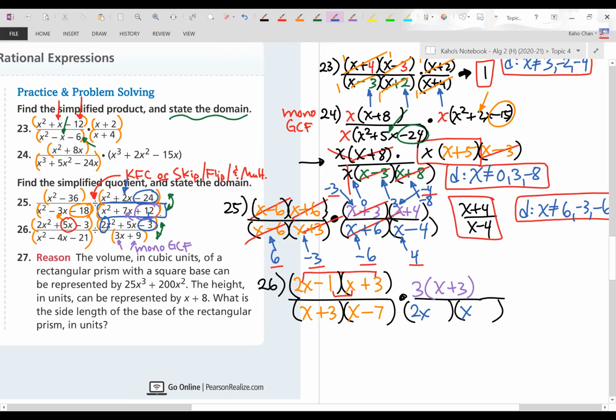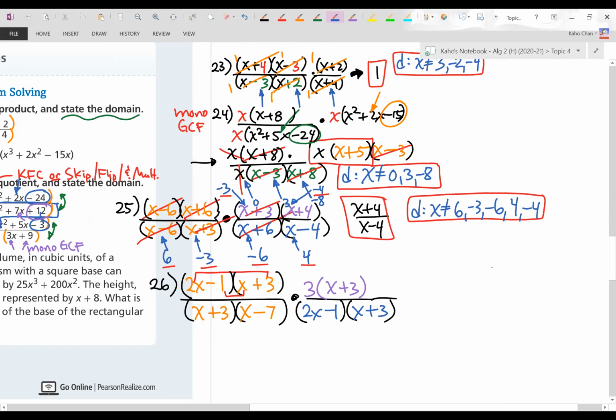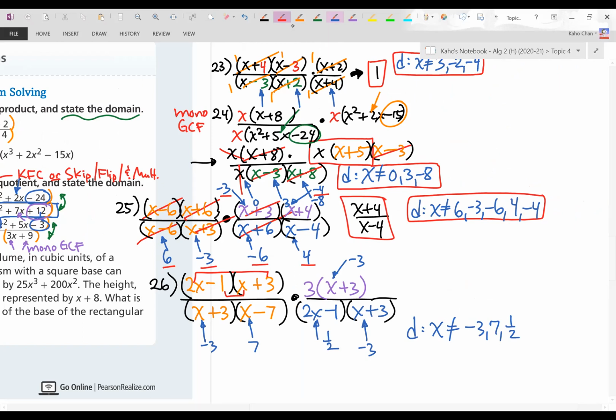All right. 2x squared, it's the same. Same one, -1 plus 3. I like to do the domain first. Let's do that. X cannot equal -3, cannot equal 7, cannot equal, careful here, 1/2. Move the 1 over, divide by 2, and over here, -3. And the numerator as well, -3. That's kind of redundant. All right, -3, 7, 1/2 are my domain restrictions. They're not part of the domain.